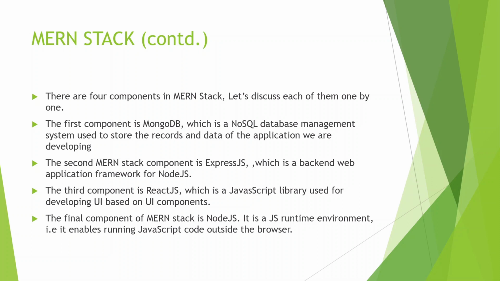The second MERN stack component is Express.js, which is a backend web application framework for Node.js. The third component is React.js, which is a JavaScript library used for developing UI based on UI components, which is the part that users are going to be mostly interacting with, while the MongoDB part is used for storing the records from which the user is going to be provided the information. The final component of the MERN stack is Node.js.